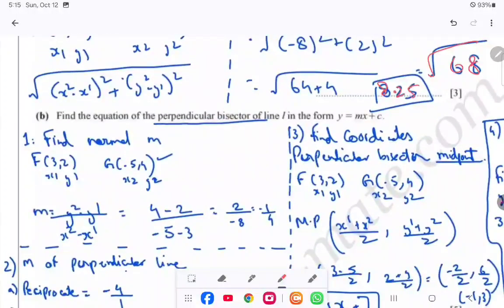For part B, find the equation of the line perpendicular to the bisector in the form of y equals mx plus c.